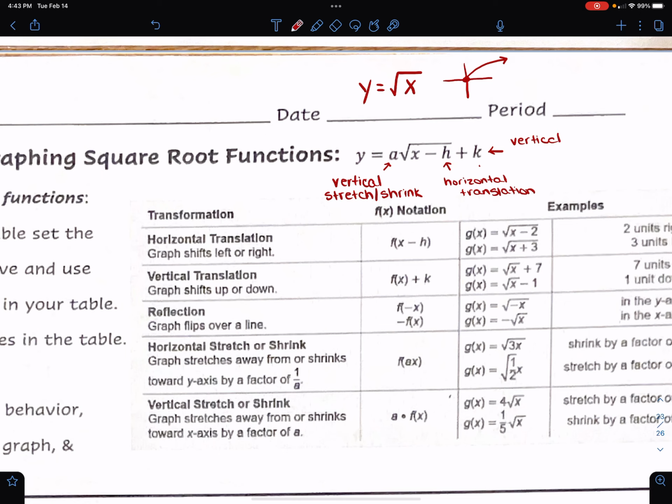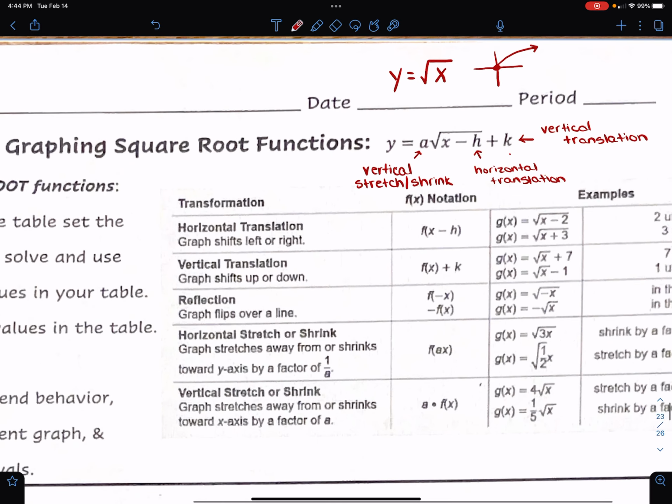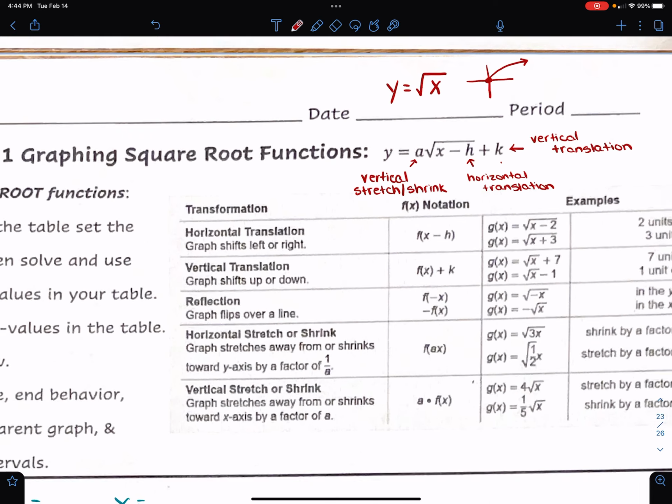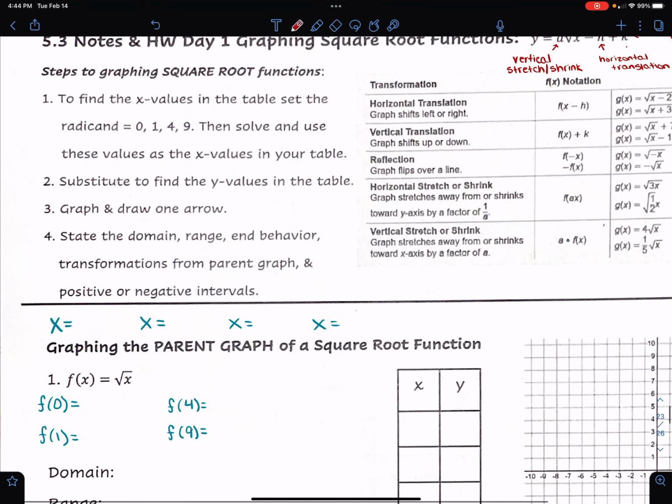All right, so let's go ahead and look at a couple pieces here. I said translation, but I wrote stretch, so let me get rid of that. Vertical translation. The stretch is with the A value. Talking and writing isn't going to work for me well today. Okay, so on this one here, I'm going to first go over the steps that we have listed, talk about the values that are on this table, and then go over a couple of examples.